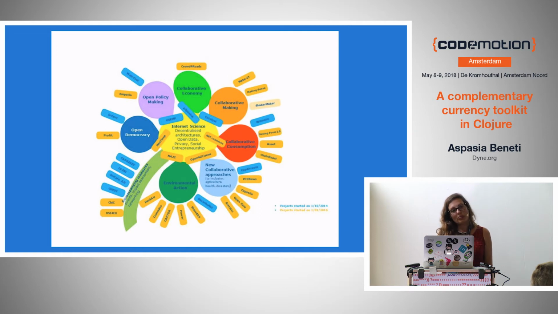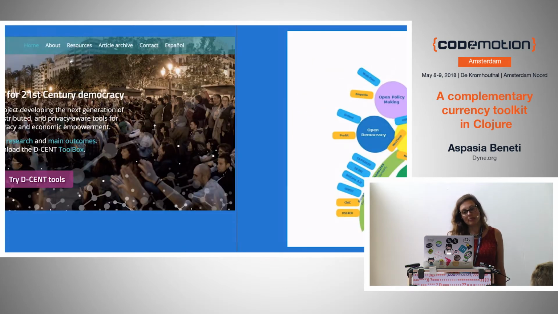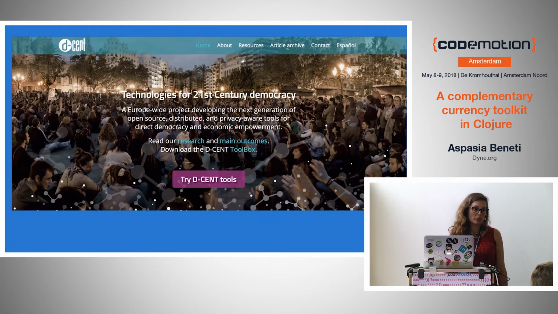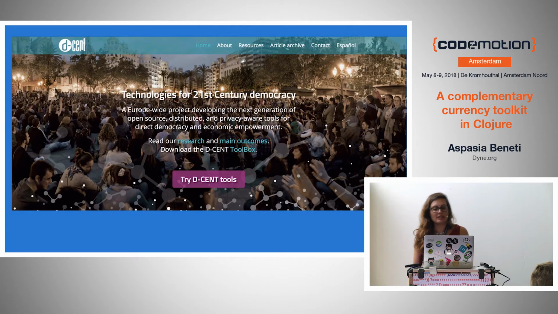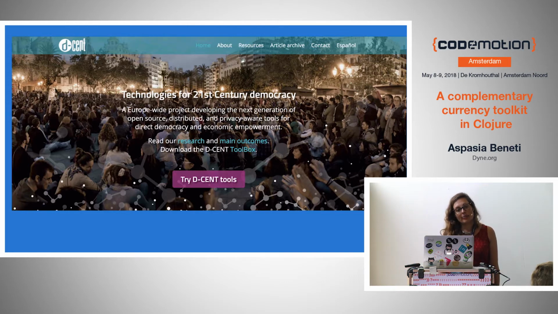Going back a few years, Dyne initially joined a European project called Decent. Decent stands for Decentralized Citizen Engagement. The point of this project was to create digitalized tools for participatory democracy: online voting tools, tools where citizens can contribute in making policies, and also trying to empower economically communities that have issues.